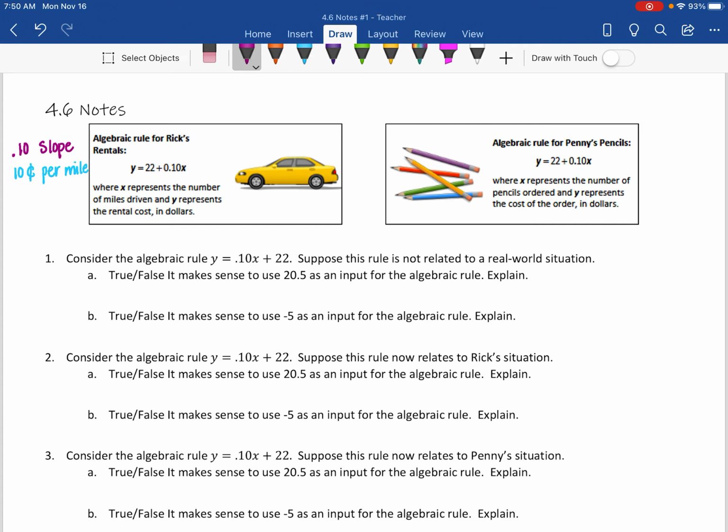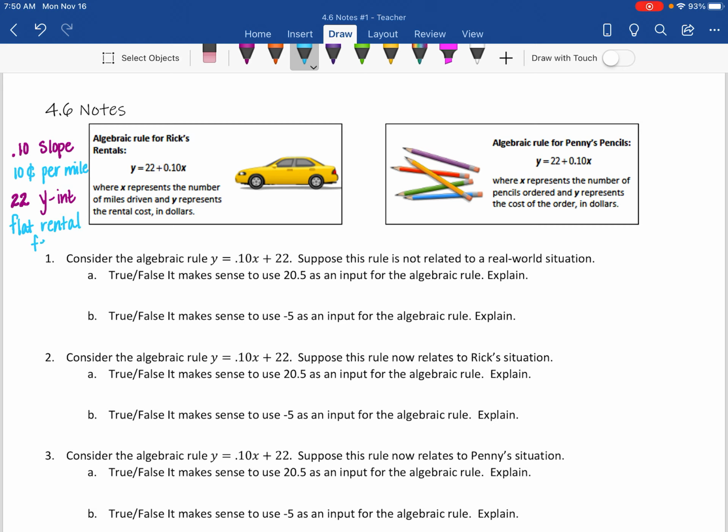Okay, and then we have to think about the $22. The $22 that's being added, if 0.10 is our slope, then 22 has to be our y-intercept. So what do you think the $22 represents? Well, the $22 has to be some sort of rental cost. And if you're not sure, you can always just say flat rental fee. So flat fee is a great way to just state what the y-intercept is. So I'm just going to say a flat rental fee.